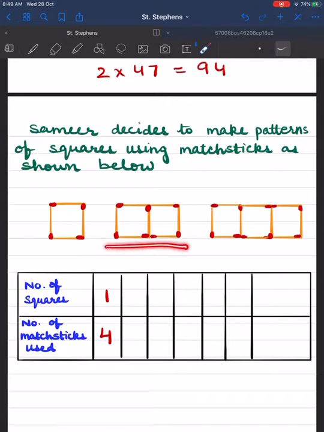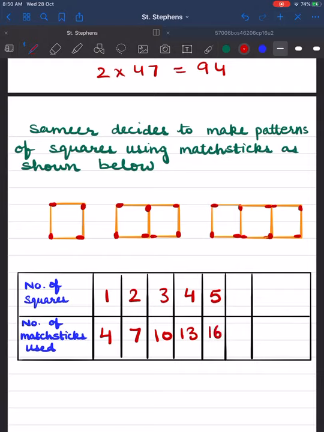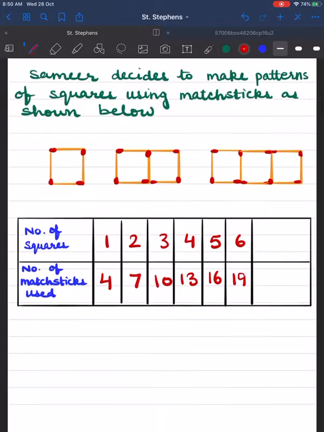If he makes two squares, then the number of matchsticks used is 7. If there are 3 squares, the number of matchsticks used is 10. And if there are 4 squares, the number of matchsticks used is 13. And if there are 5 squares, the number of matchsticks used is 16. And if there are 6 squares, the number of matchsticks used is 19. Now children, we can generalize the pattern.